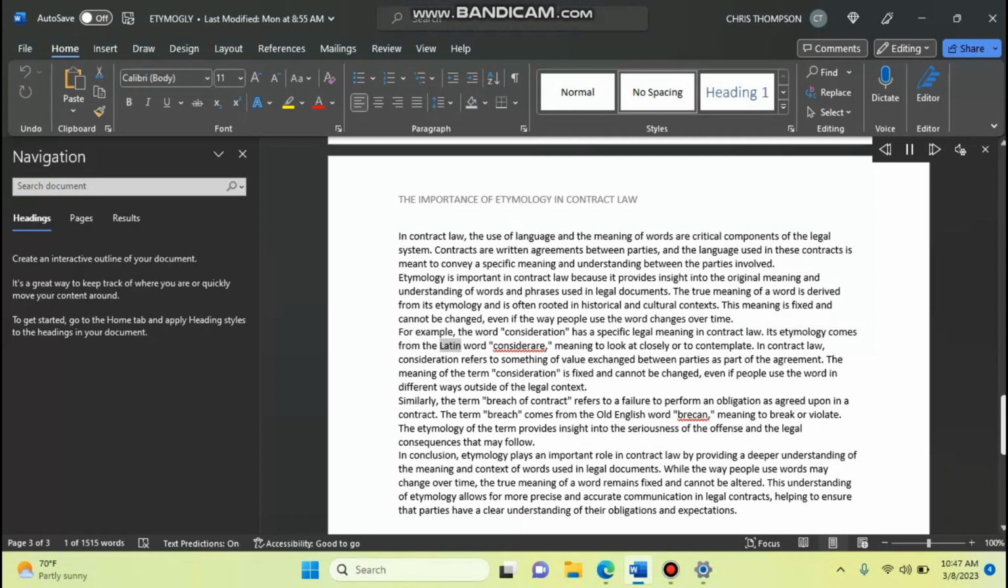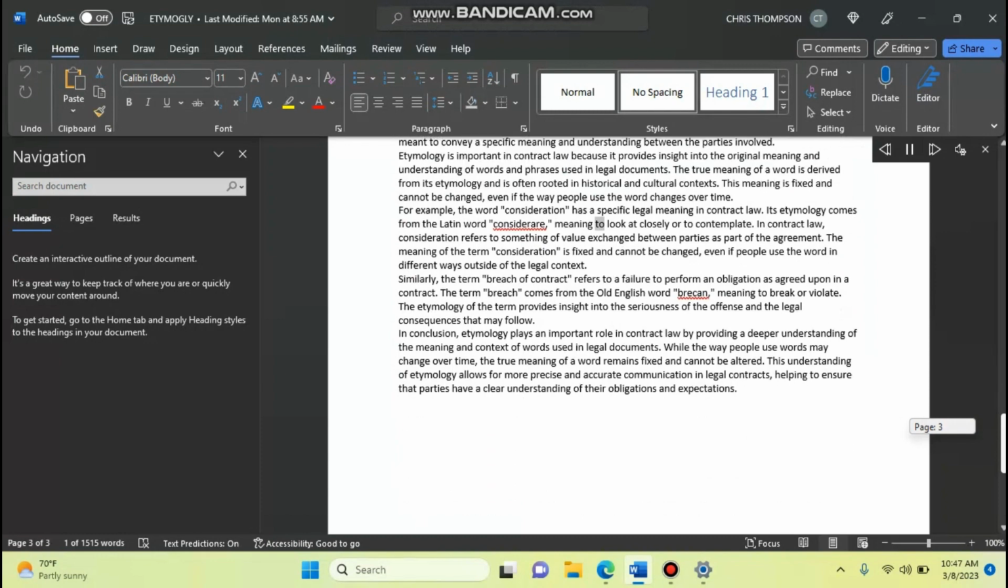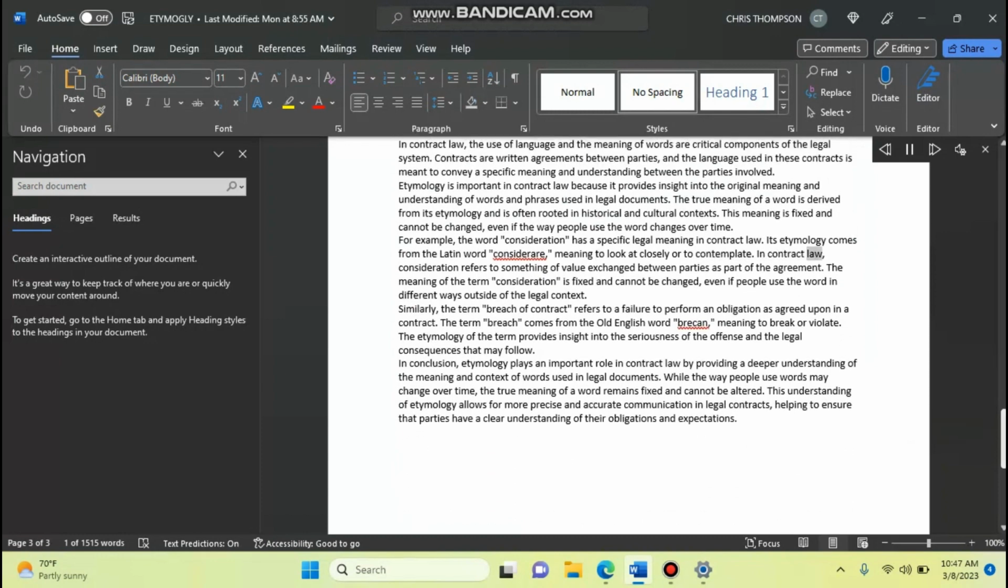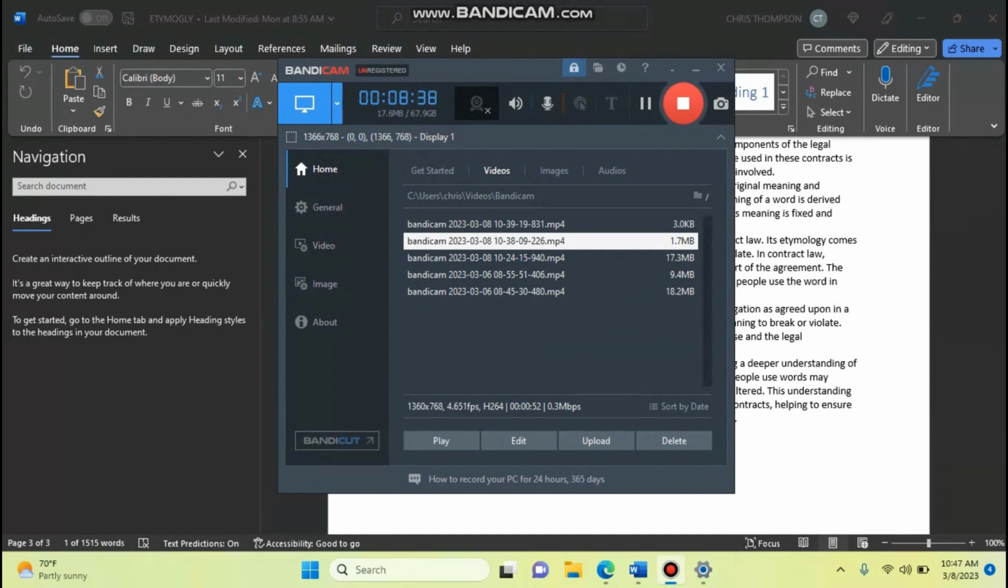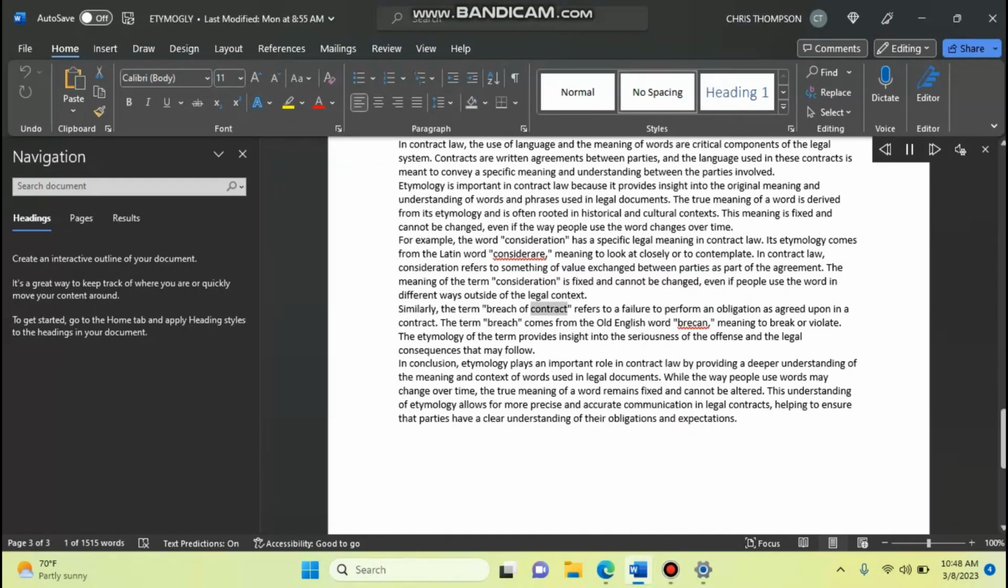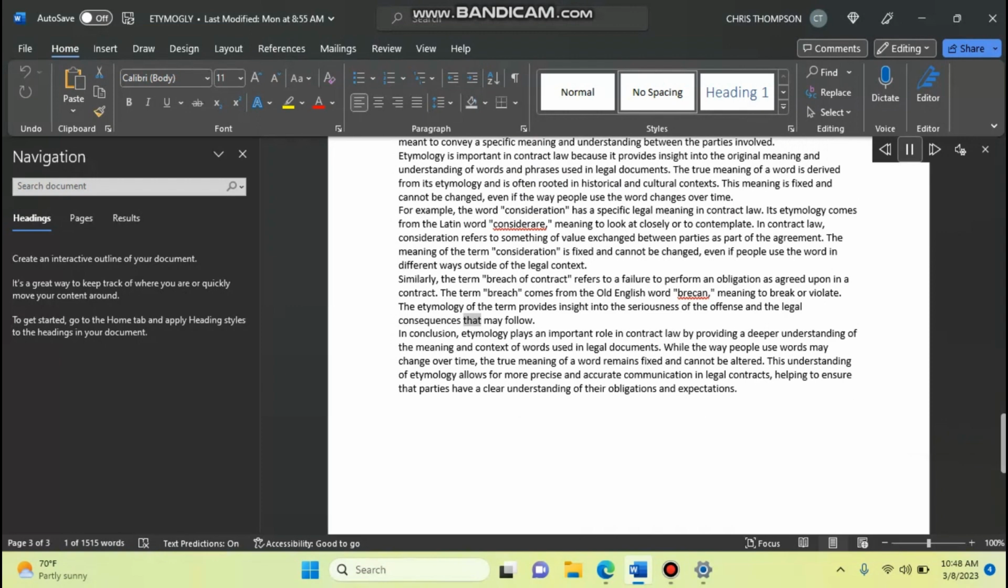Its etymology comes from the Latin word considerare, meaning to look at closely or to contemplate. In contract law, consideration refers to something of value exchanged between parties as part of the agreement. The meaning of the term consideration is fixed and cannot be changed, even if people use the word in different ways outside of the legal context. Similarly, the term breach of contract refers to a failure to perform an obligation as agreed upon in a contract. The term breach comes from the Old English word brechen, meaning to break or violate. The etymology of the term provides insight into the seriousness of the offense and the legal consequences that may follow.